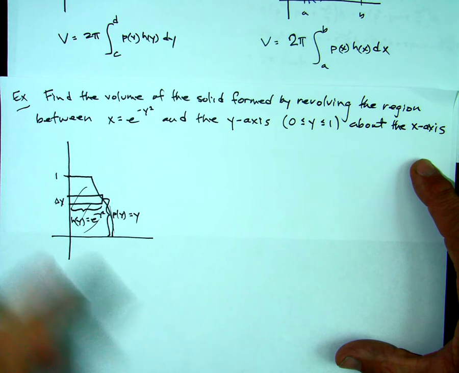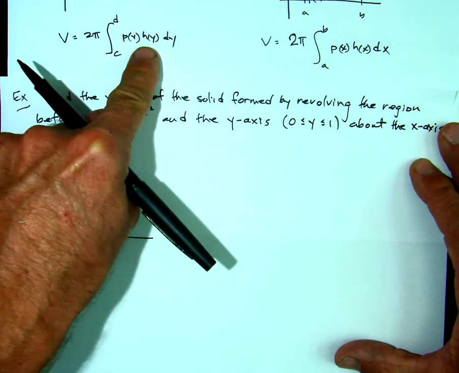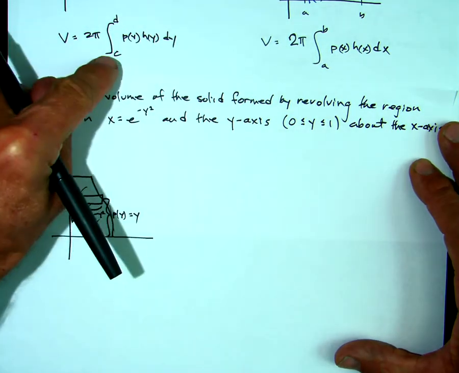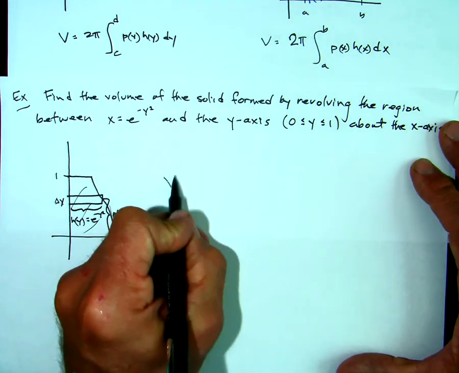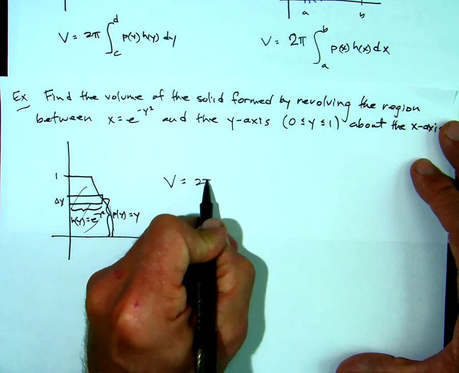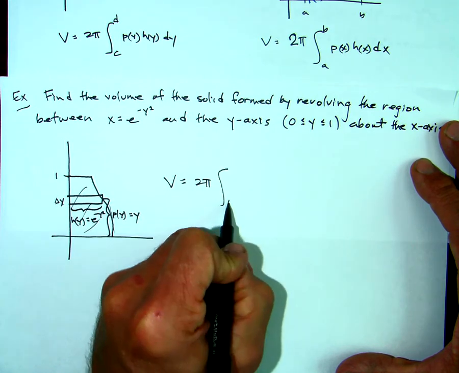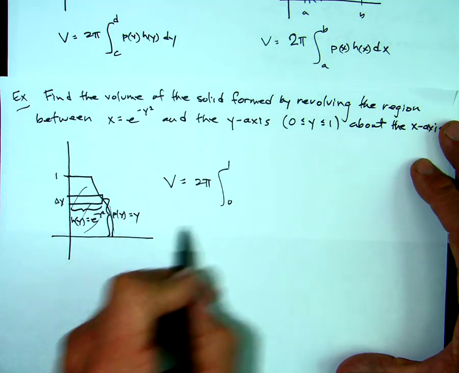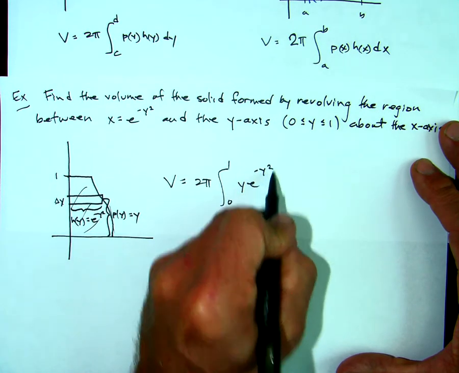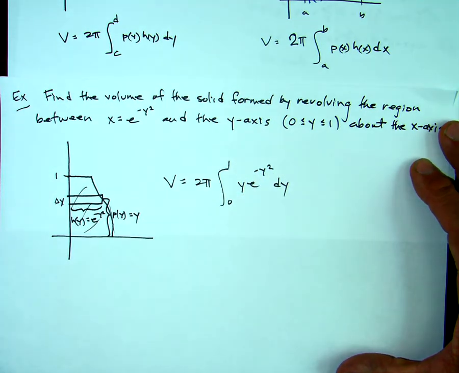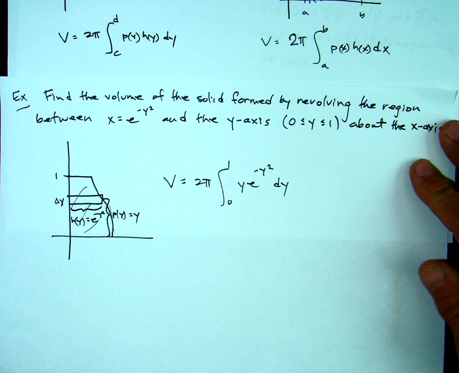Again, using this formula, we found p of y, we found h of y, and we're going to be integrating from c to d, so in this case from 0 to 1. So our volume is 2 pi, integrating 0 to 1, p of y, which is y, times h of y, which is e to the negative y squared, dy. Just think for a moment how we might approach this integral. You might even pause the video at this point and try this integral.